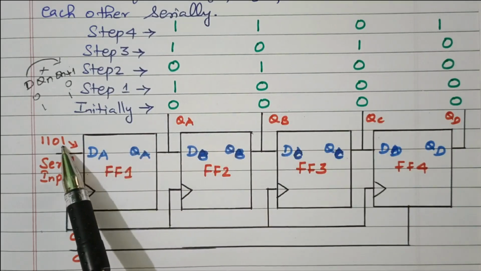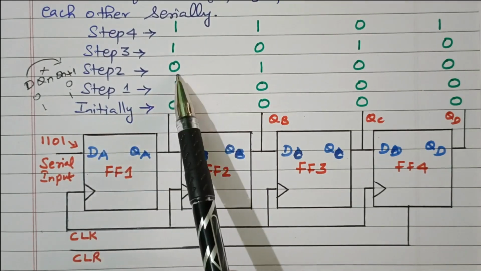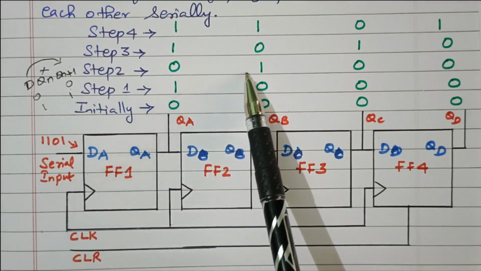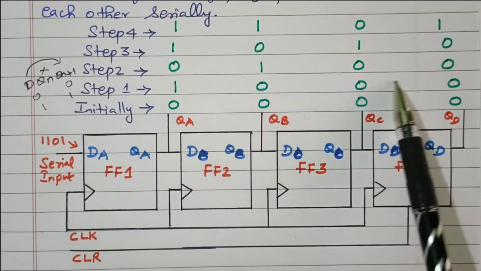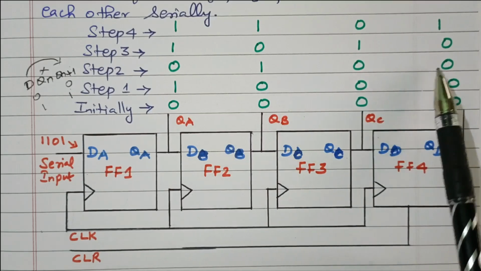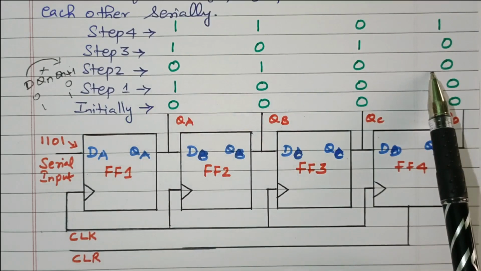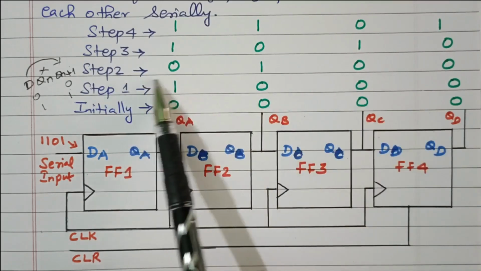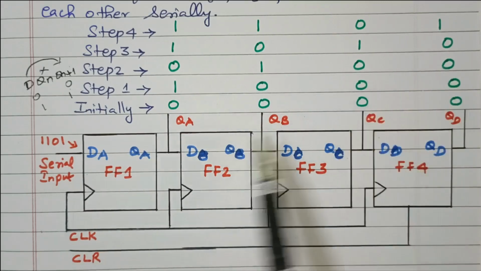In the second clock pulse, we are sending 0 again, so the data input is 0. What will happen? This 1 will transfer to the next flip-flop, this 0 will transfer to the next flip-flop, and this 0 transfers to the next flip-flop. After the second step, the data becomes 0, 1, 0, 0.